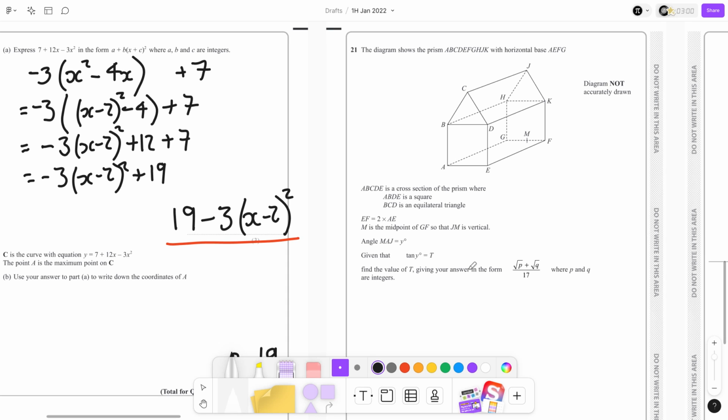I'm going to go with giving one a letter, so I'm going to call the smallest length in that x, which means this side is x, which means this is 2x, which means this is 4x. This height is 2x, and this is an equilateral triangle, so that's 2x. Okay, and then what are we trying to find? Well, we're trying to find MAJ.